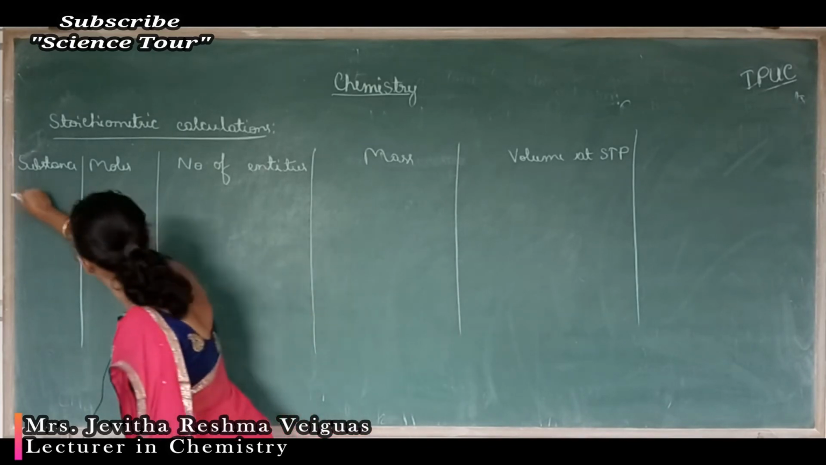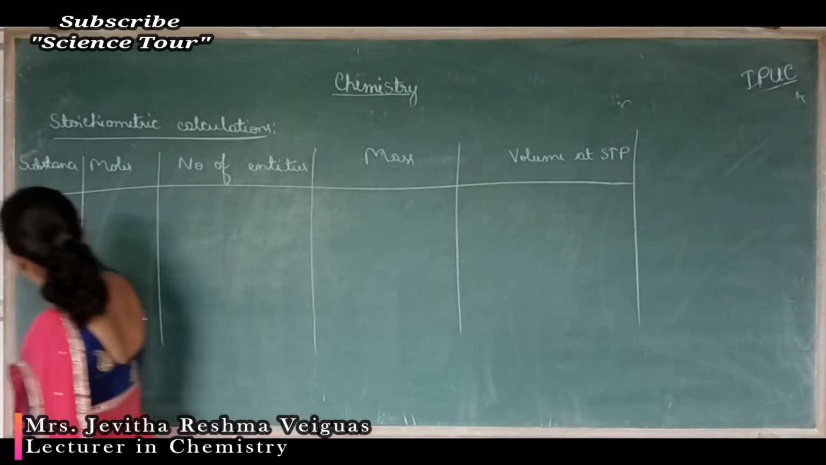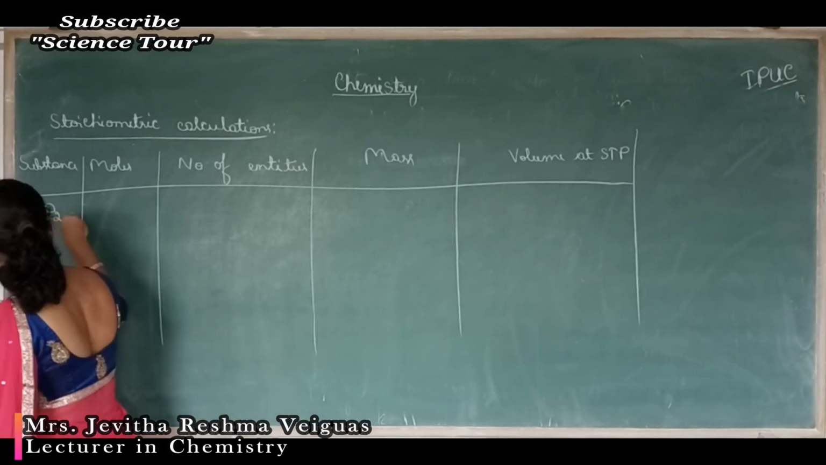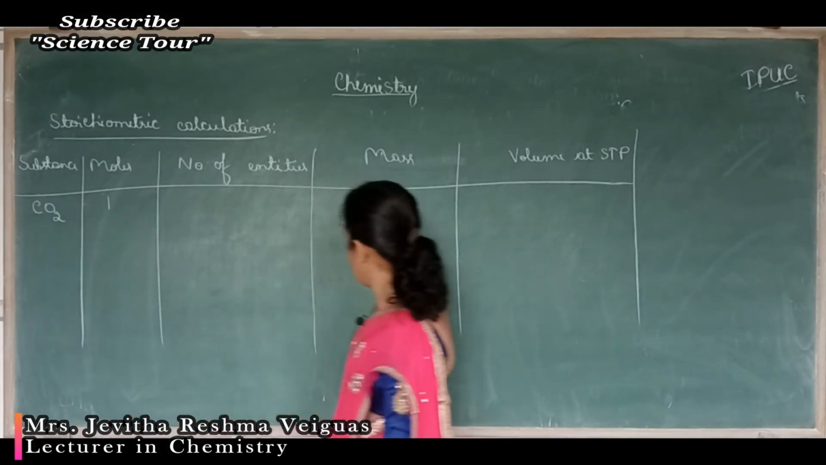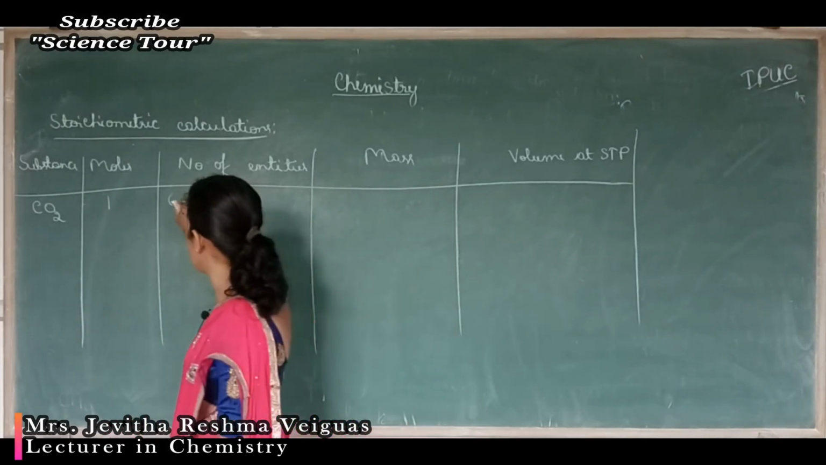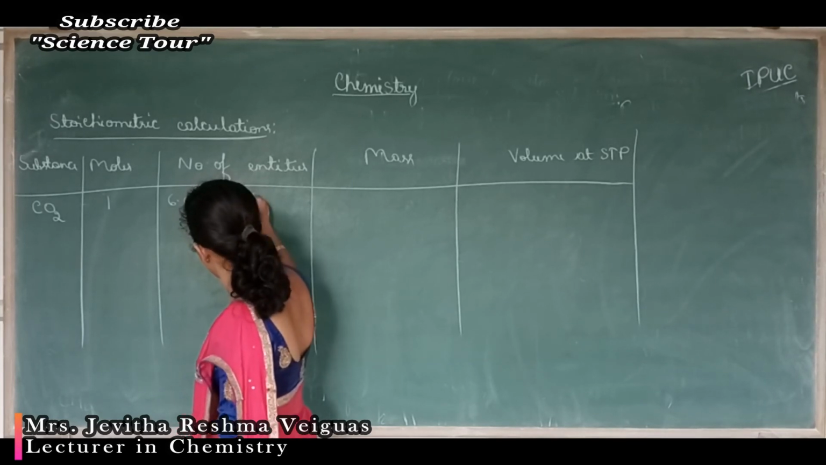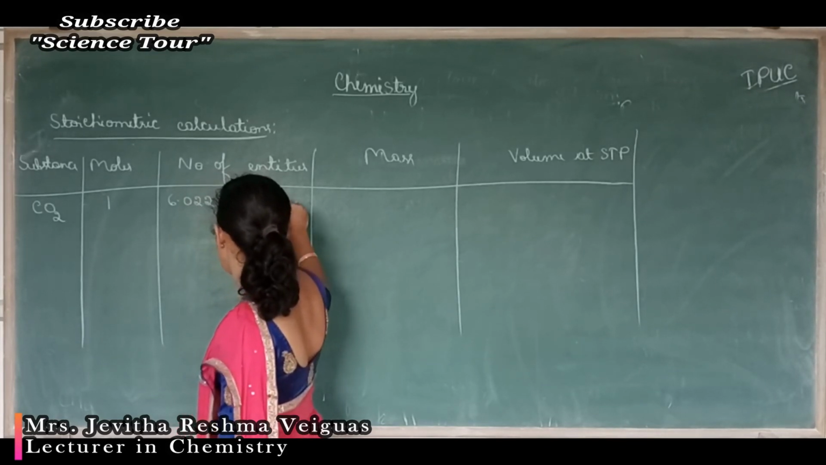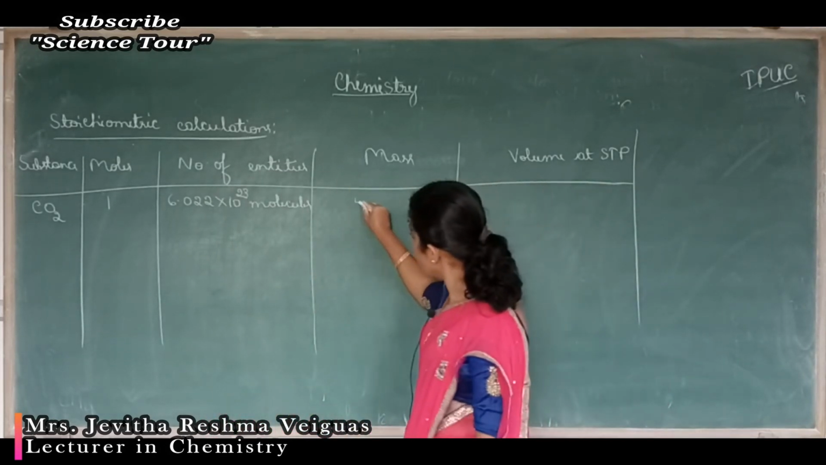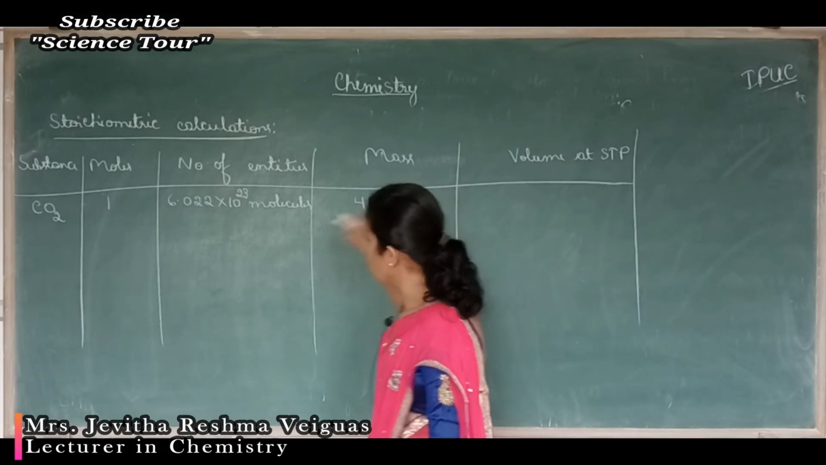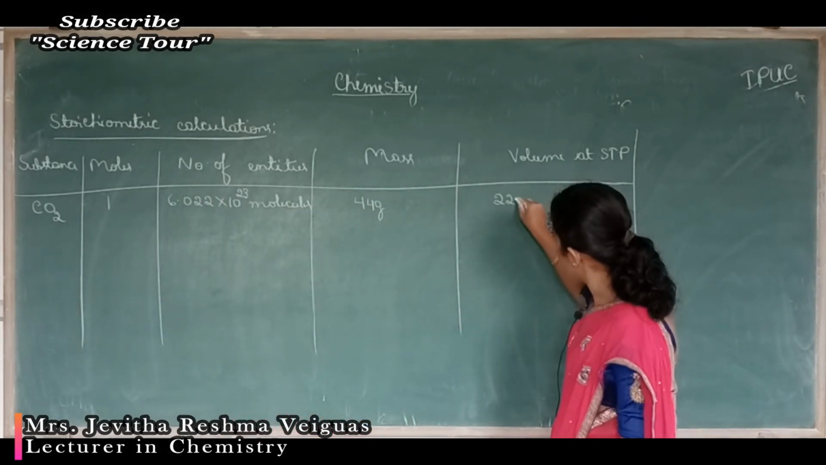I'll take the substance as carbon dioxide, CO2. If I consider it as 1 mole, carbon dioxide will contain 6.022 into 10 to the power 23 molecules of carbon dioxide, whose mass is 44 gram, that is molar mass of carbon dioxide. Volume at STP is 22.7 liter.